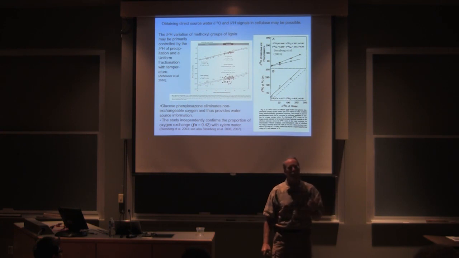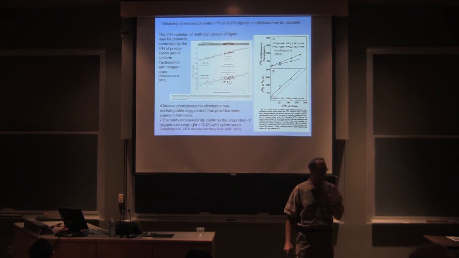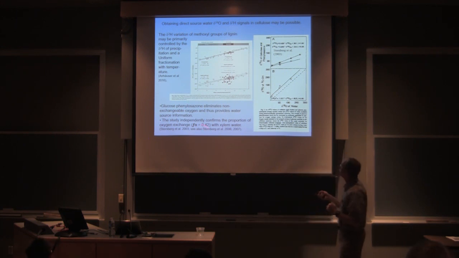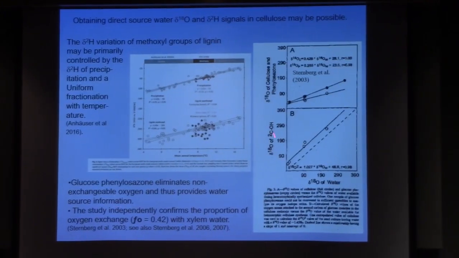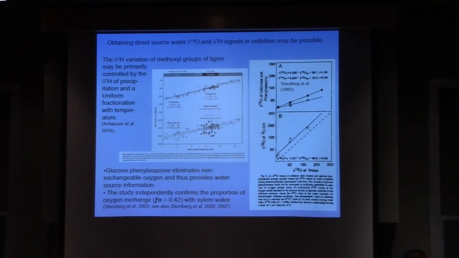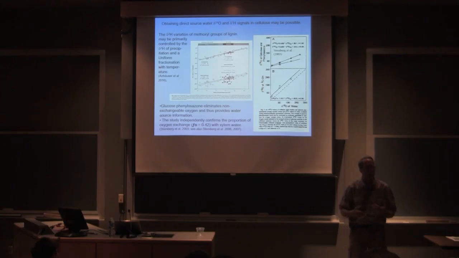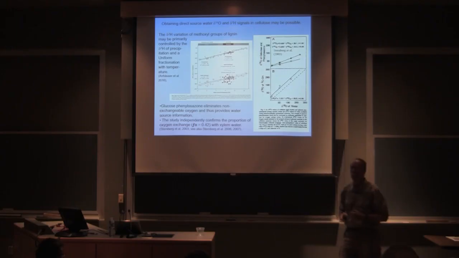What people have wanted to find is, can I get an independent measure of source water out of the tree ring that has nothing to do with evaporation? Leo Sternberg is doing this thing called glucose phenylosazone. I don't pronounce that correctly. What he has found is that the second carbon on that molecule fully exchanges with water. 100% exchange. So that molecule gives a slope of 1 to source water. So he's trying to get at source water. By the way, I think someone asked, he also showed independently that the amount of exchange was 0.428, or 42%. So that's an independent measure of what we talked about before.